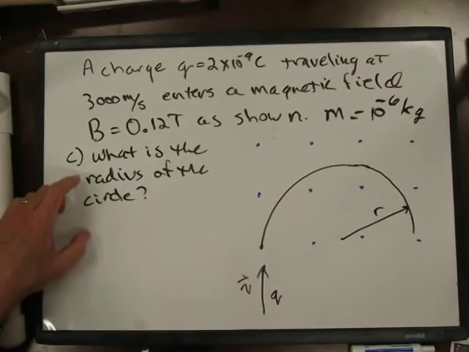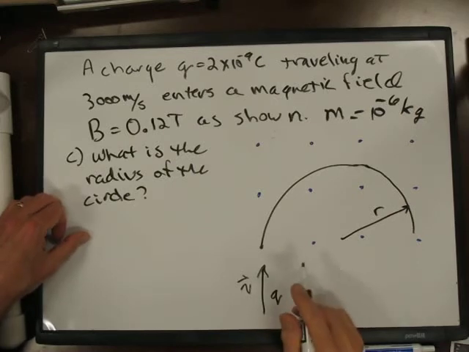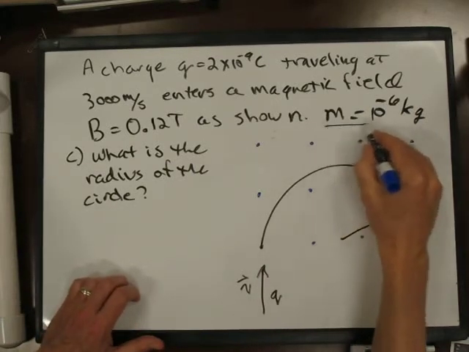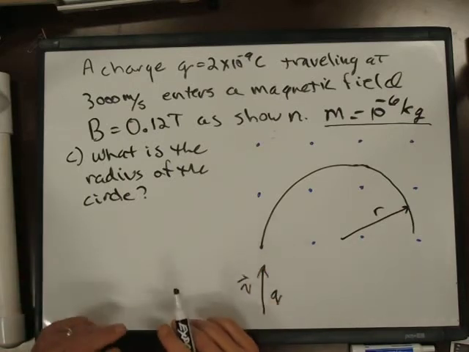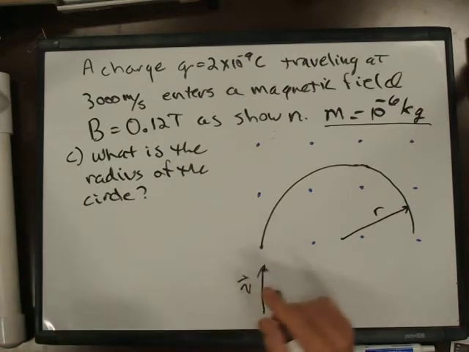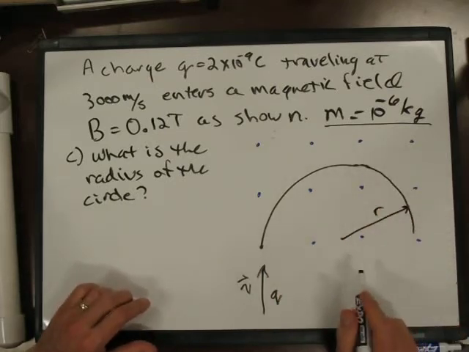So in this part of the problem, we're going to say, look, what is the radius of the circle? We've decided that it goes in a circle, and we want to know its radius. And for this part, I have to give the particle a mass. So we've decided its mass, for the sake of discussion, is going to be 10 to the minus 6 kilograms, and it travels in this circle. And this is actually a Newton's law problem, but it's pretty easy.